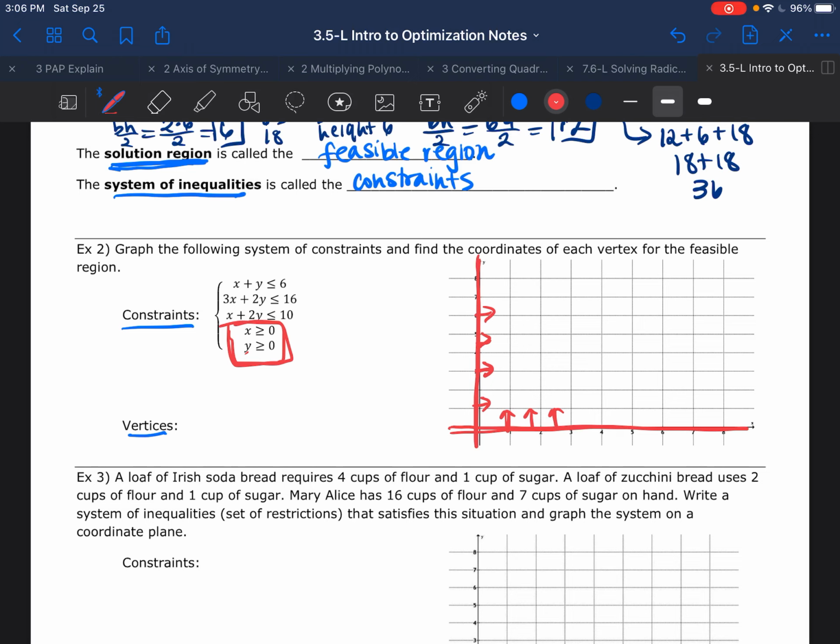For the other inequalities, we have to work a little bit harder. And so for this first inequality, we would need to subtract x from both sides to give us y is less than or equal to negative x plus 6. And so our y-intercept is 6, and I kind of covered up the numbers.